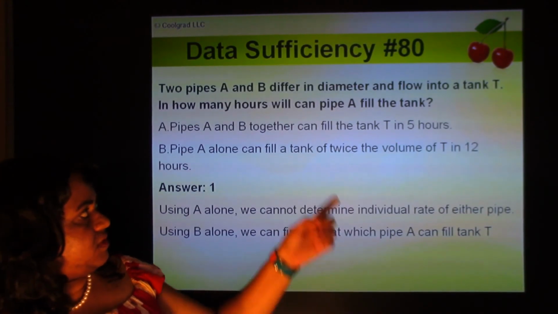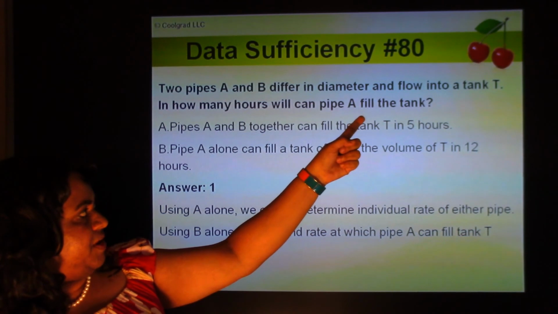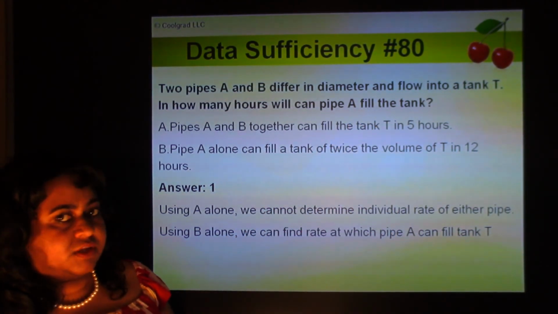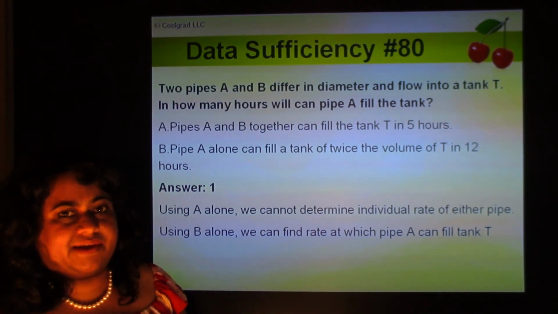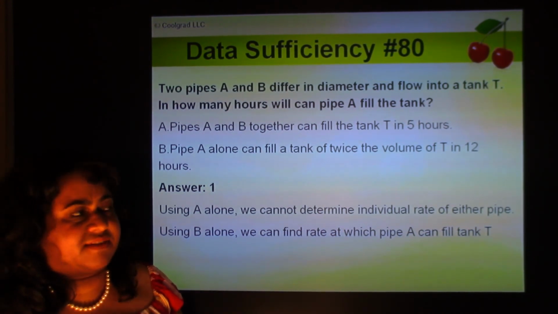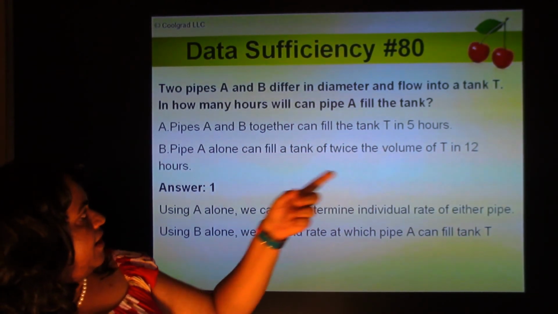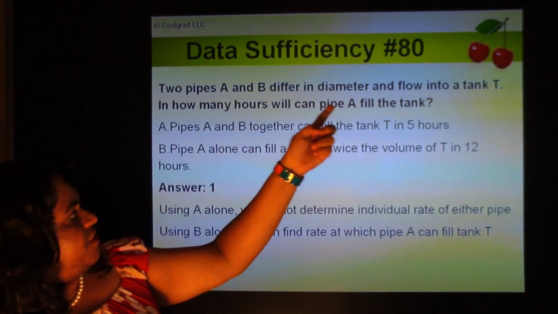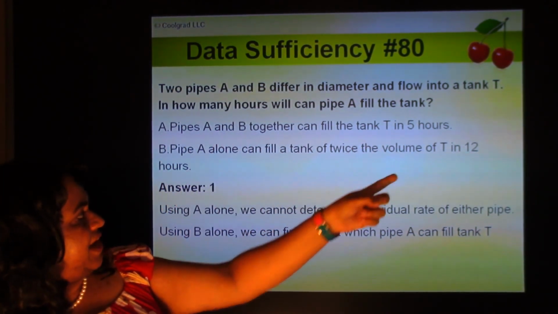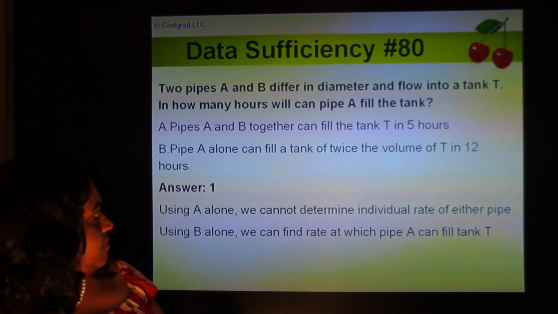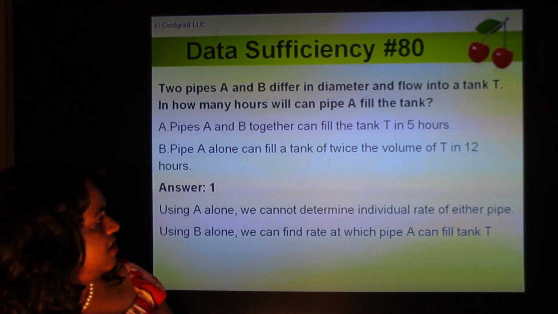This is the last question, question 80. Two pipes A and B differ in diameter and flow into a tank T. You can expect questions like pipes flowing into a tank and filling it at different rates. In how many hours can pipe A fill the tank? Statement A. Pipes A and B together can fill the tank in 5 hours. Statement B. Pipe A alone can fill a tank of twice the volume of T in 12 hours.